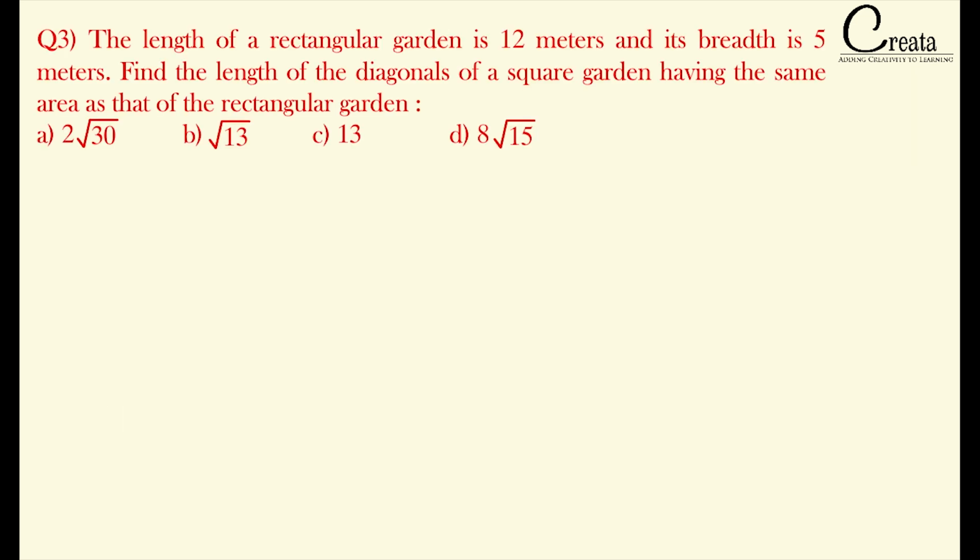The question is, the length of a rectangular garden is 12 meter and its breadth is 5 meters. Find the length of the diagonal of the square garden having the same area as that of the rectangular garden. 4 choices are given.